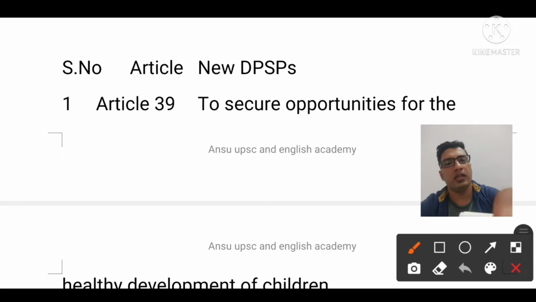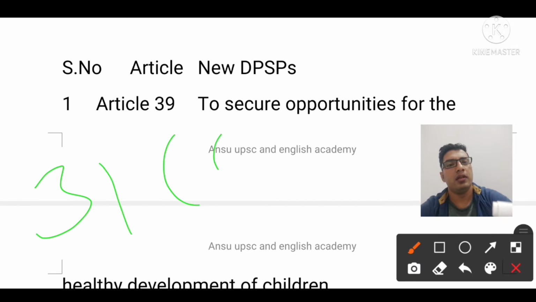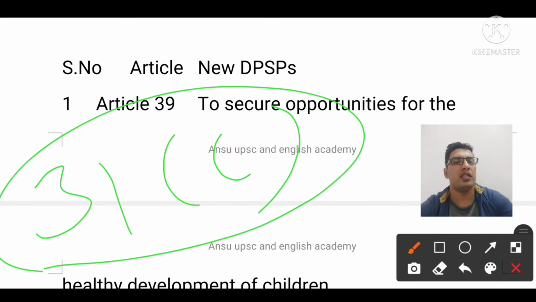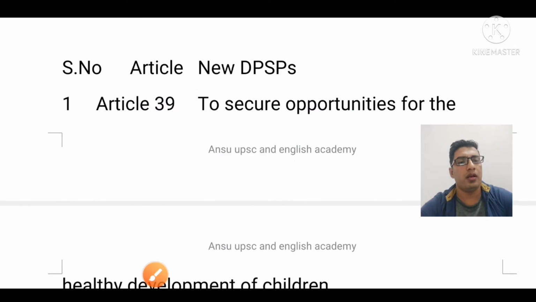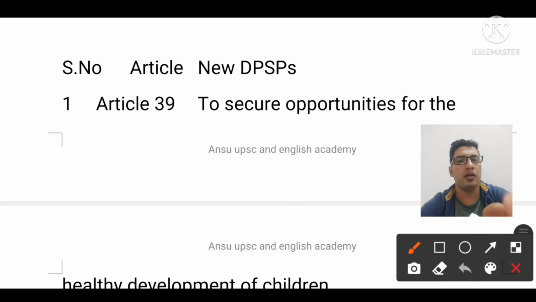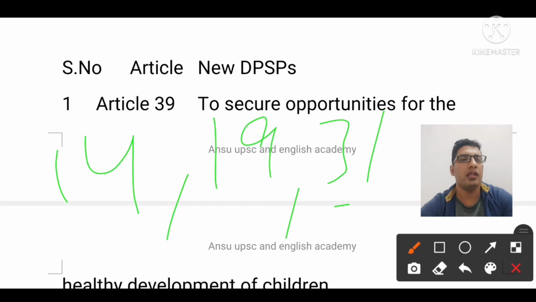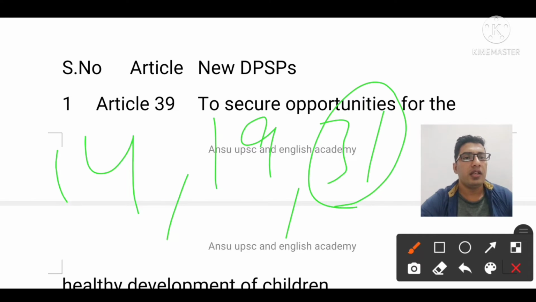And what is Article 31C? Article 31C is when the government is implementing, for example, the abolition of the Zamindari Act and the Privy Purse. That's why our government is violating Articles 14, 19 and 31. Even Article 31, the right to property, was disposed of by legislation.